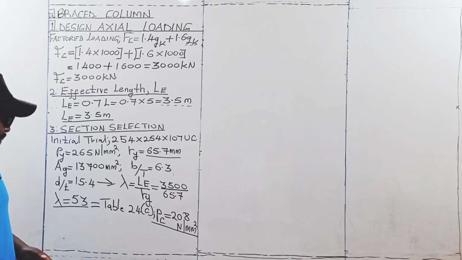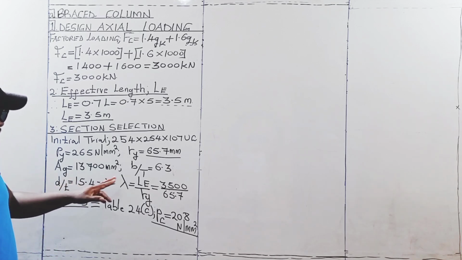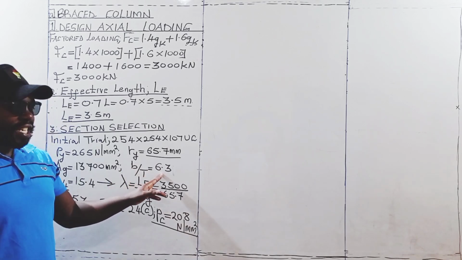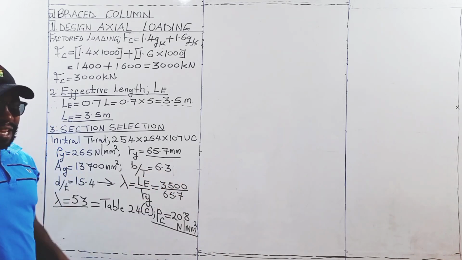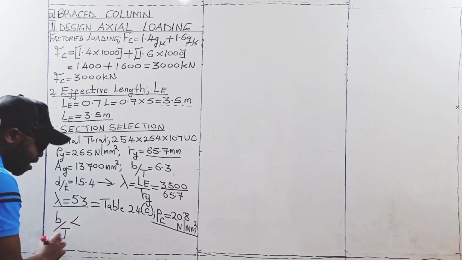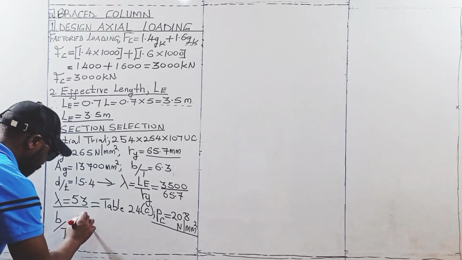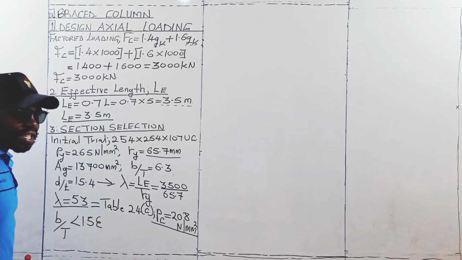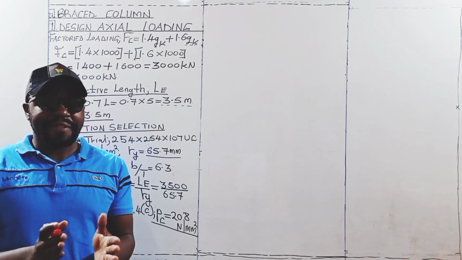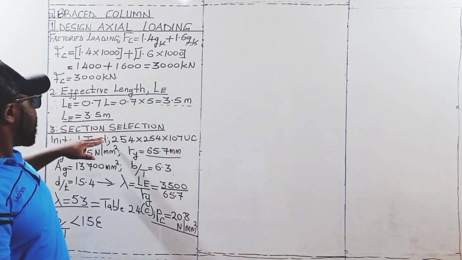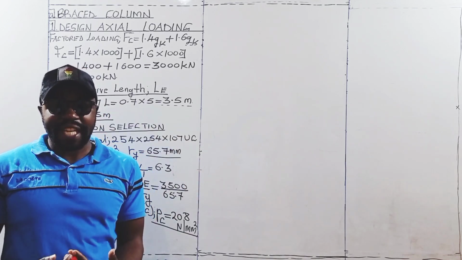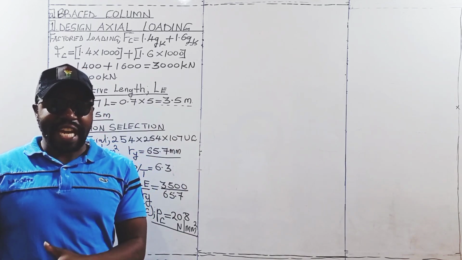And therefore, since the ratio of B to T is 6.3, and we know that B over T should be less than 15 times a constant, this is all about classifying our section that we have selected, so that we know whether this column is a slender column or it is not a slender column.